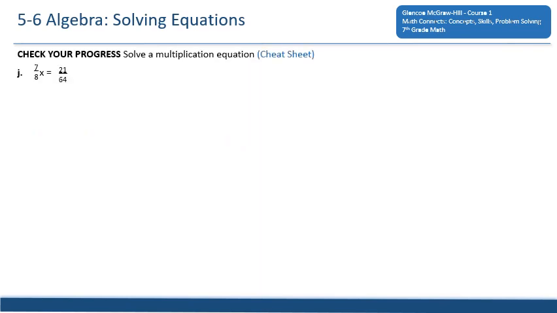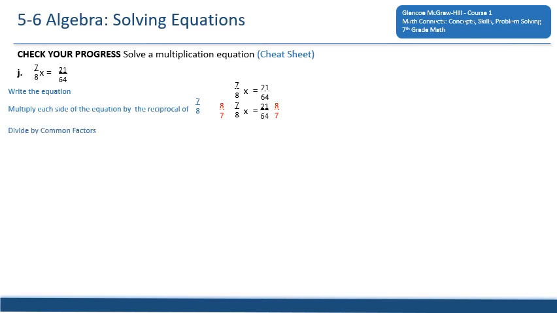7/8 x equals 21/64. Don't let larger numbers get to you. So we have 7/8 x equals 21/64, and I'm going to multiply both sides by the reciprocal of 7/8. So if I get 8/7 times 7/8 and 21/64 times 8/7, I'm going to divide common factors.